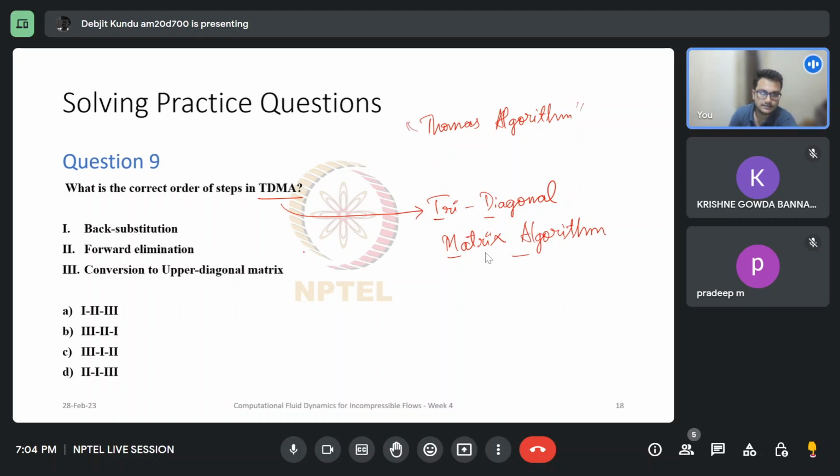So it has a certain number of steps. I have given 3 steps here. You have to figure out what is the correct order of these steps. So step 1 is back substitution. Step 2 is forward elimination. Step 3 is conversion to upper diagonal matrix. And the options which we have are option A 1 2 3, option B 3 2 1, option C 3 1 2, or option D 2 1 3. What is the correct order of steps in order to execute this TDMA or tri-diagonal matrix algorithm?